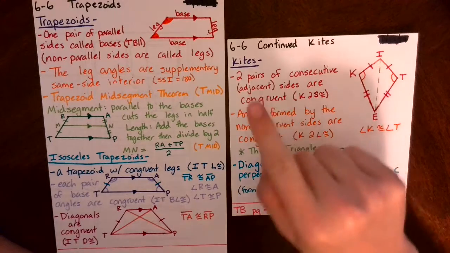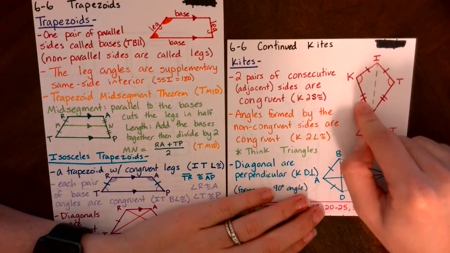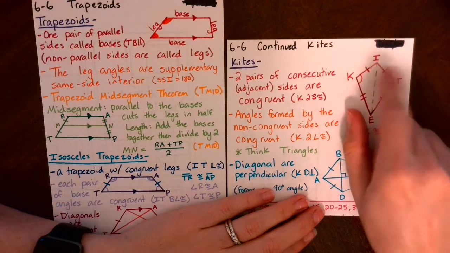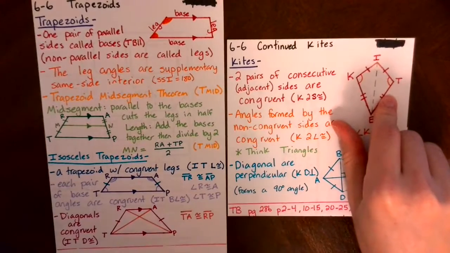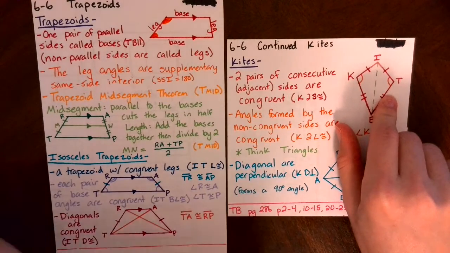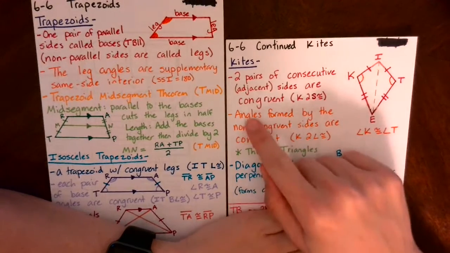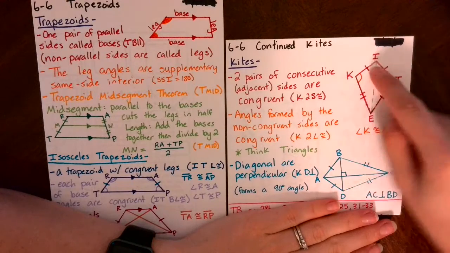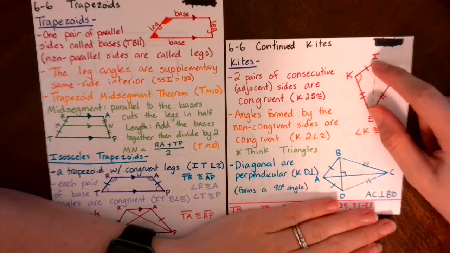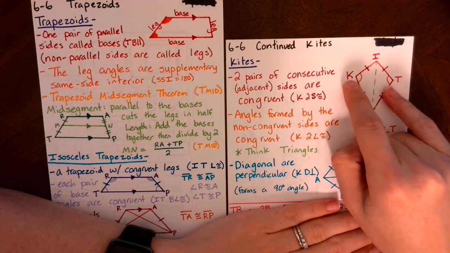So kites have two pair of consecutive, remember consecutive means next to each other. So this pair, they're congruent, and this pair are congruent. So two pairs of consecutive sides congruent. It's very important. Now, the angles formed by non-congruent sides are congruent. So we're talking about not I and E, but K and T. Those two angles are congruent.